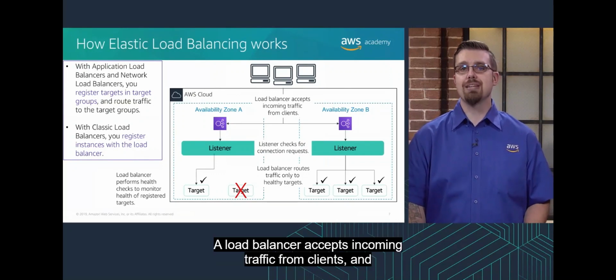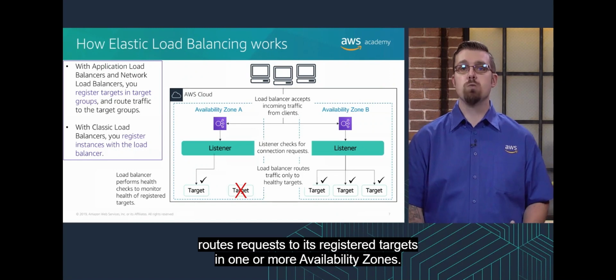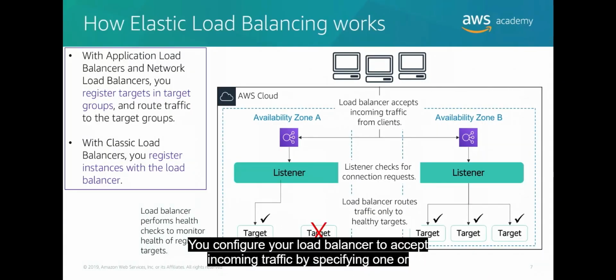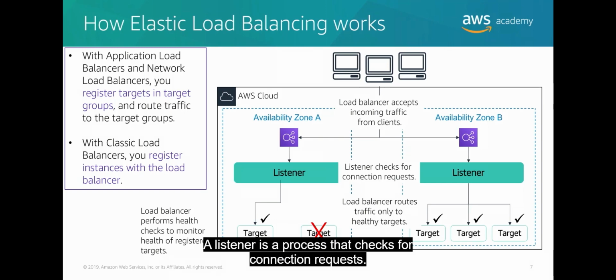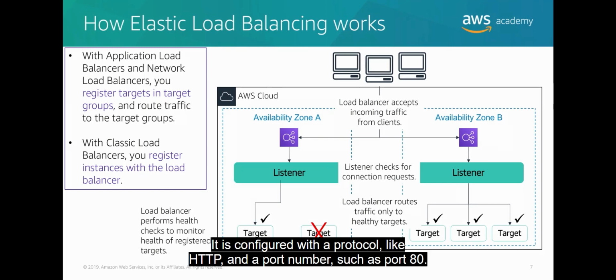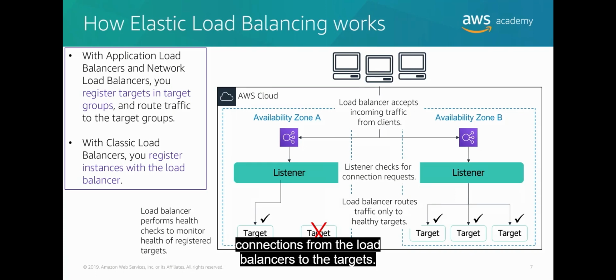A load balancer accepts incoming traffic from clients and routes requests to its registered targets in one or more availability zones. You configure your load balancer to accept incoming traffic by specifying one or more listeners. A listener is a process that checks for connection requests. It is configured with a protocol, like HTTP, and a port number, such as port 80. Similarly, it is configured with a protocol and a port number for connections from the load balancers to the targets.